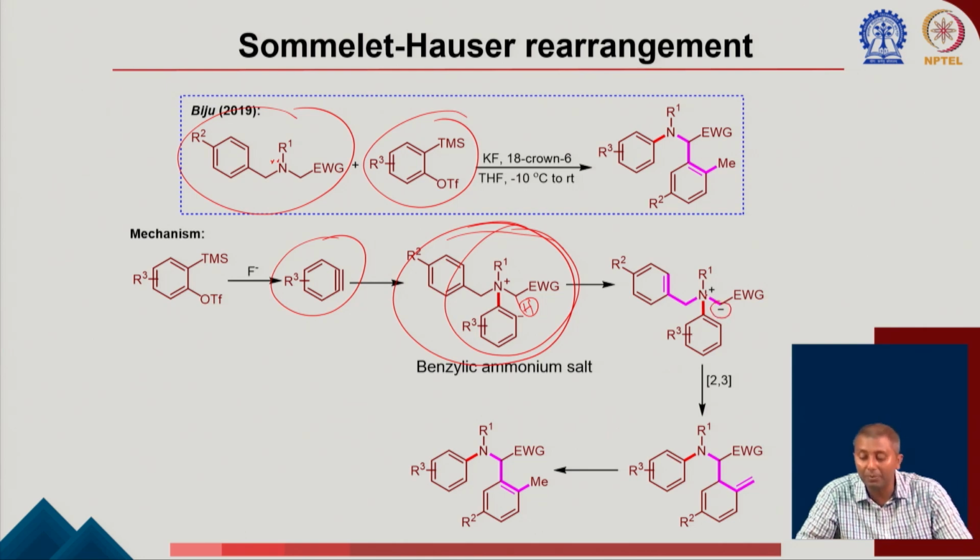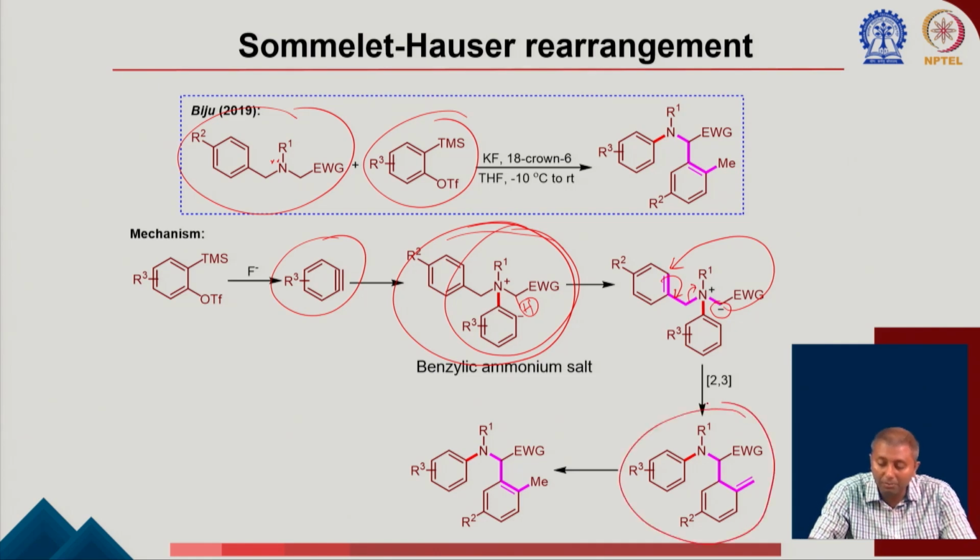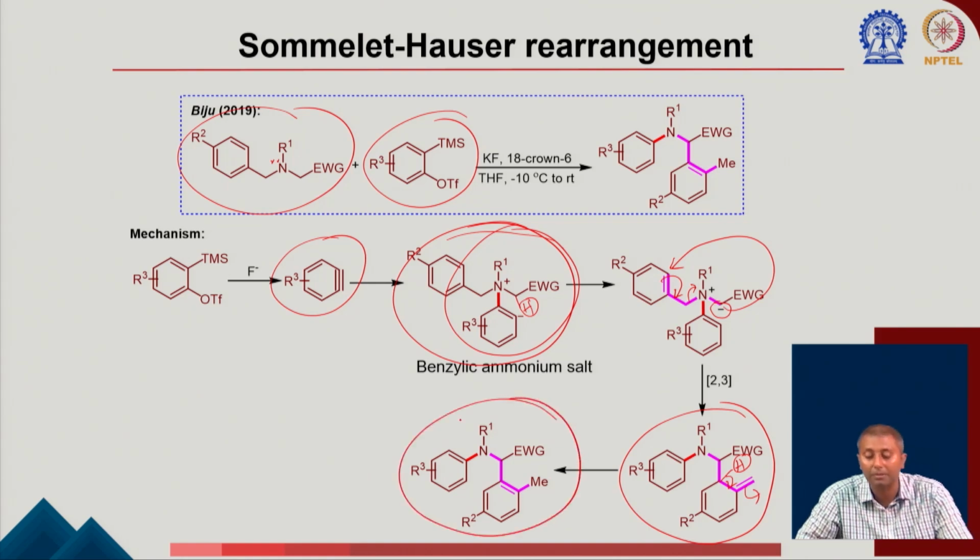Now what is going to happen, you can see that there is a 2,3 rearrangement happening. So this negative charge is now going to attack here, the electrons are going to come back from this double bond, and there will be cleavage of this carbon nitrogen bond. Once that happens, you will end up getting this particular intermediate. The next thing is very simple: this proton is going to get abstracted to go back to the aromatic compound, and that will end up giving this particular product.